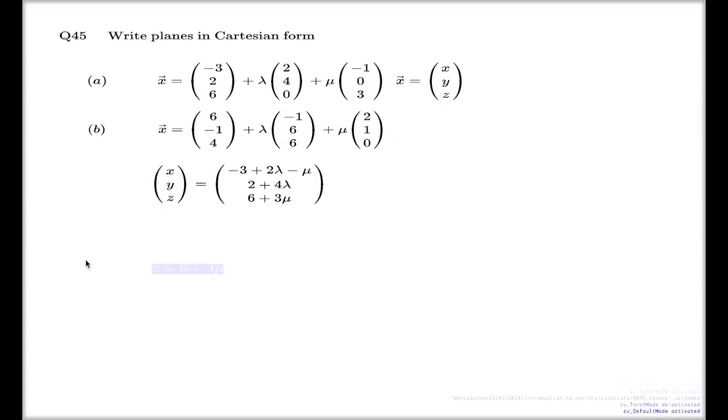If I equate these components individually, this is the expression for x. Here's the expression for y. Y equals 2 plus 4 lambda. And here's the expression for z. Z equals 6 plus 3 mu.